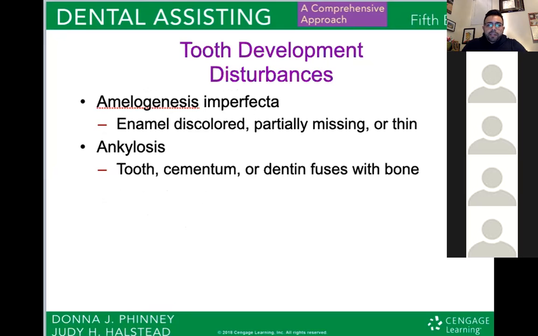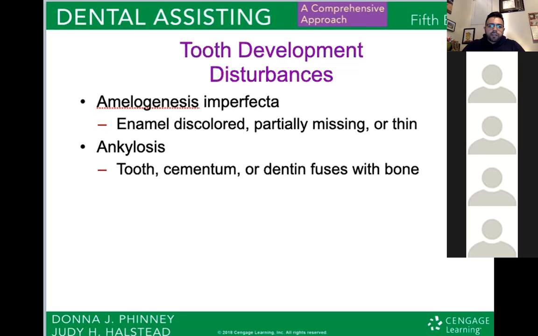Some tooth development disturbances include amelogenesis imperfecta. This is actually a genetic condition of the teeth where the enamel is discolored. It can be partially missing, so it chips off easily, and very thin. People with very thin enamel, their teeth almost look yellow because that's the color of dentin. If they have thin enamel, we're just seeing right through whatever enamel they have to the yellow dentin.